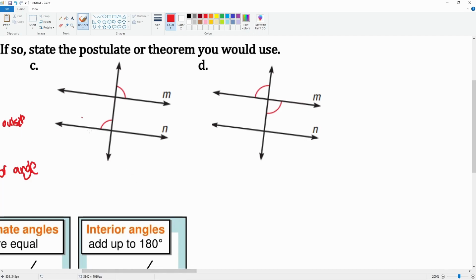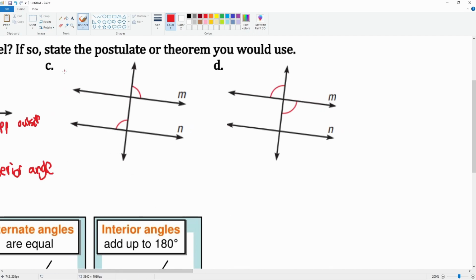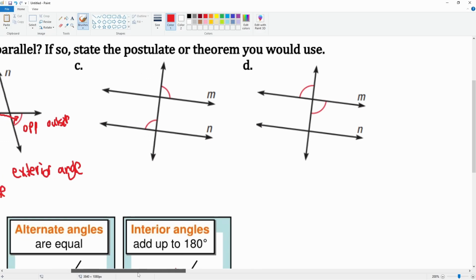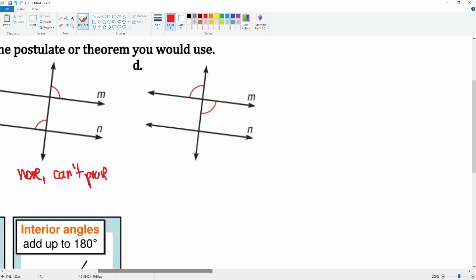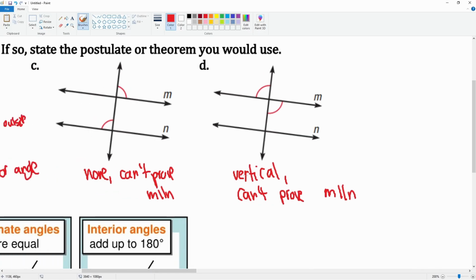Okay, next, let's see here. Well, here we can't slide them. You are only allowed to slide them if they're parallel. Here there is none, so we can't prove. Okay, you can't prove anything here. These are vertical, and you can't prove M is parallel to N. Okay, so both C and D, we can't prove that they're parallel.